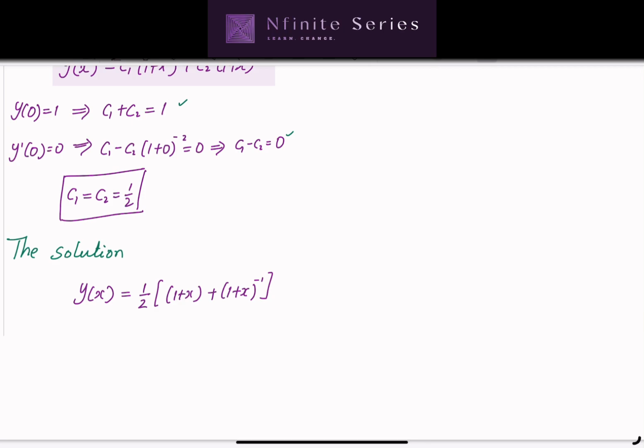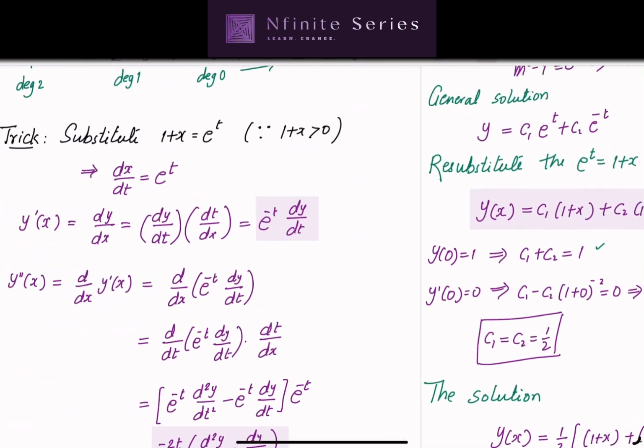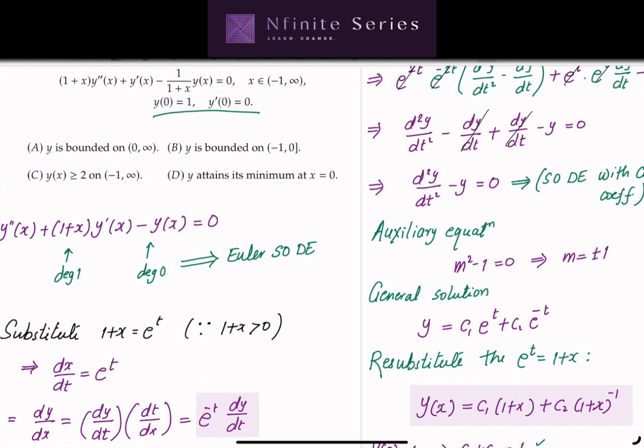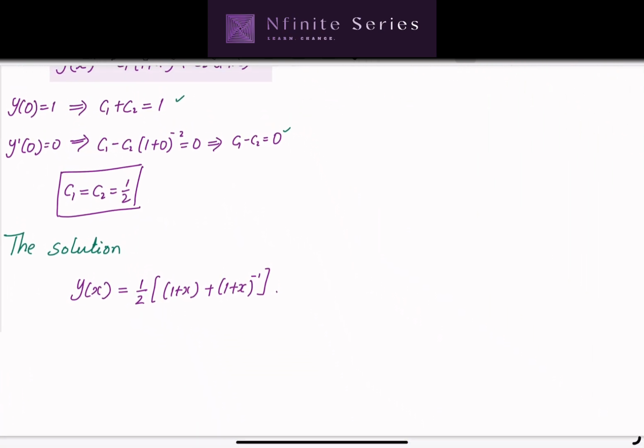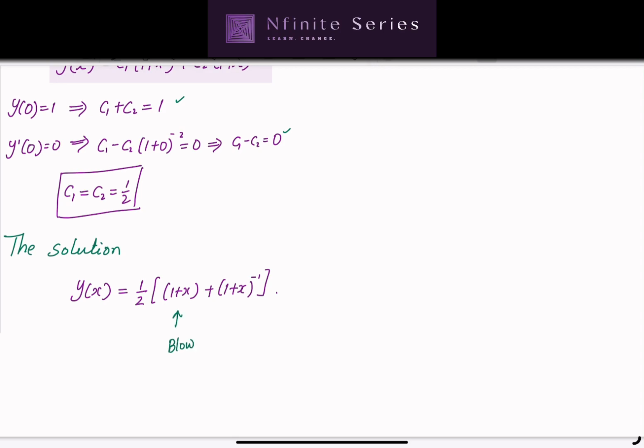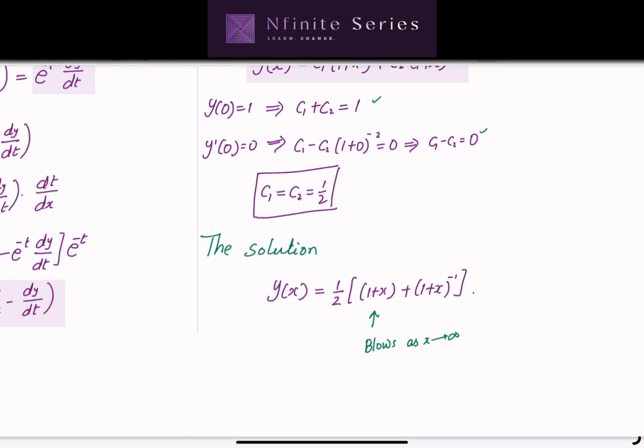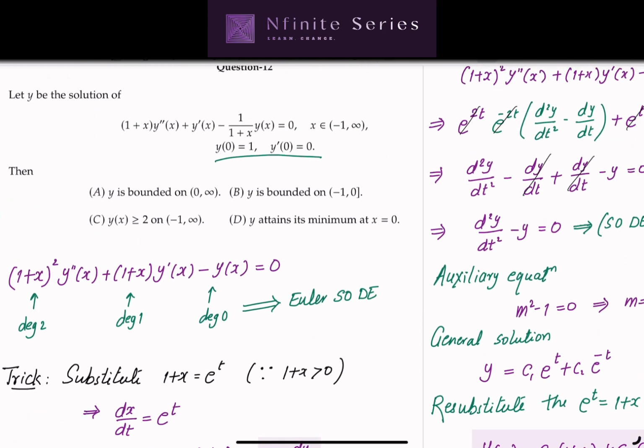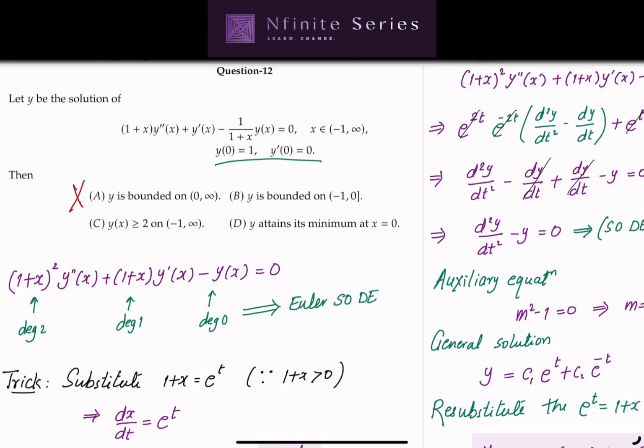Now very good. Now let us examine the given options. Now option 1 says that y is bounded on 0 to infinity. So we have to check if our solution is bounded on 0 to infinity or not. Now we see that this is a sum of two positive terms, and the first term blows up as x tends to infinity, right? 1 plus x goes to infinity. So clearly y is not bounded on 0 to infinity and A is not the correct answer.